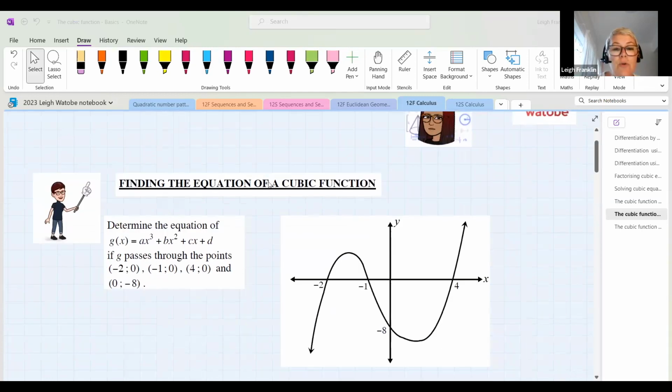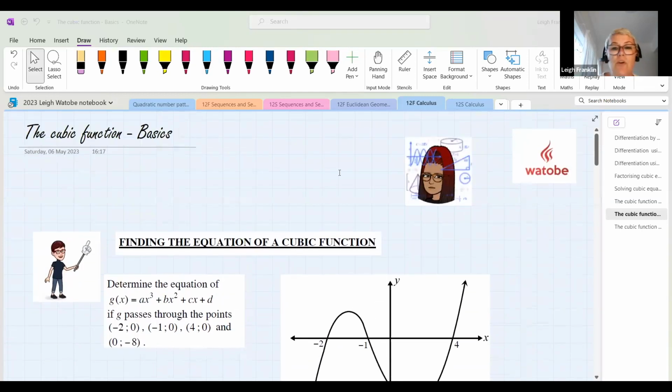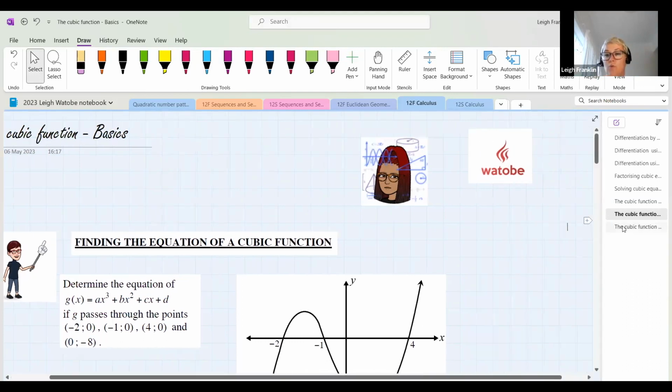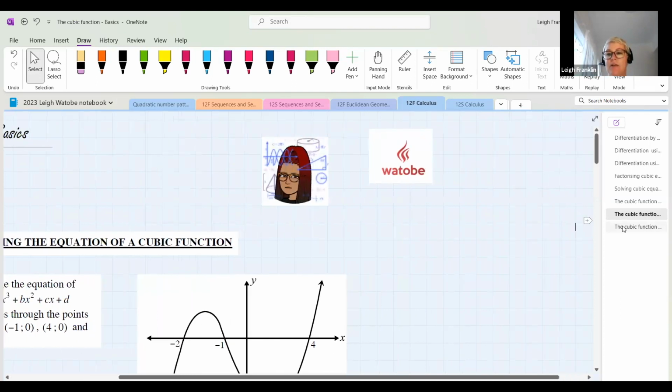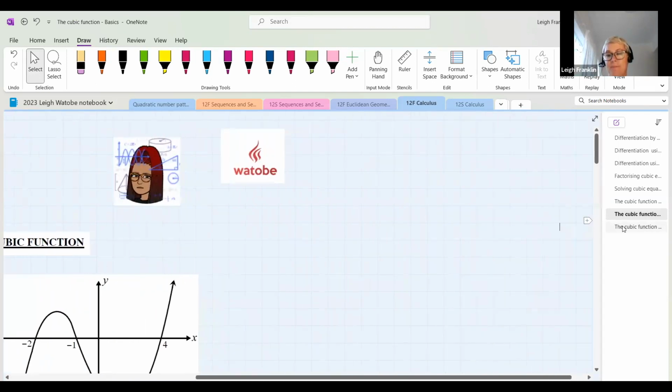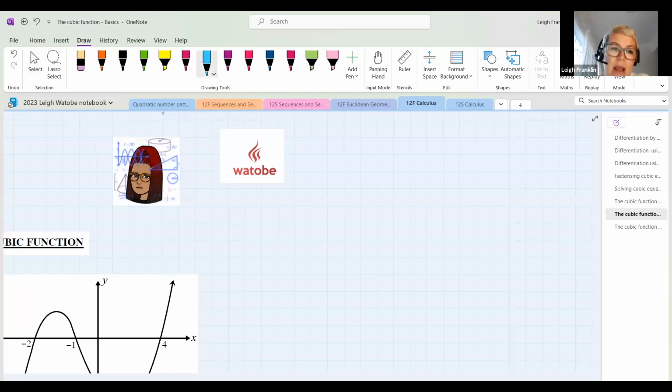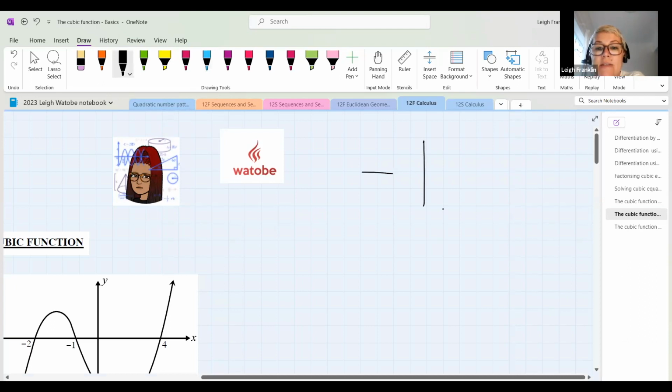Okay, so before we have a look at our first example, I just want to talk about something very briefly before we jump into all these examples. I'm just going to scooch over to the side and then we can come back. There are basically three different situations that you can have when you are determining a cubic equation. So for example, let's just draw ourselves a set of axes like so.